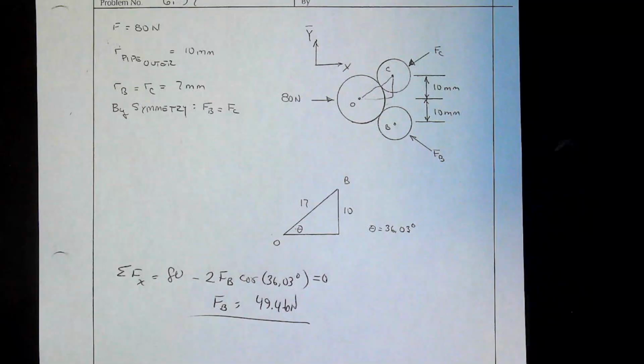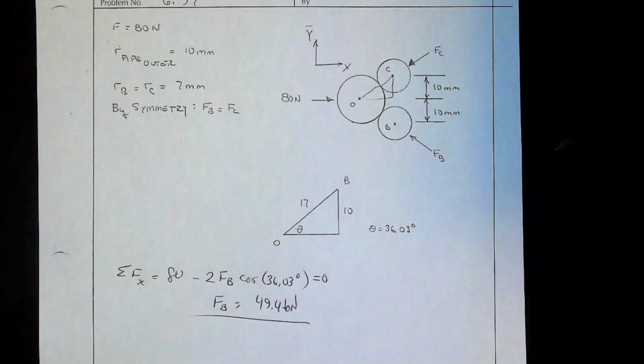We're using our normal XY coordinate system. We have 80 newtons through the wheel coming in. Here's our pipe. The outer diameter of the pipe is 10 millimeters, and the radii of these rollers is 7 millimeters. So from here, that's 10 plus 7, so we have 17 millimeters there. And the way that's oriented, here's the center line, then to get up to there, there's 10 millimeters. So we have 17, 10, we have a little triangle in here.